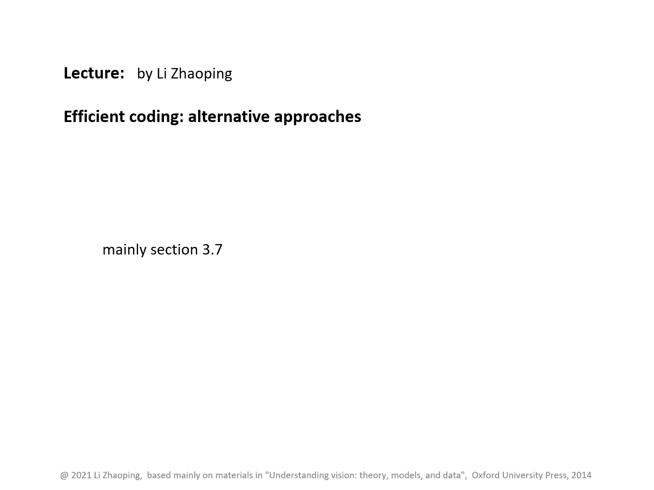Efficient coding, alternative approaches. Let's recall that we have formulated the efficient coding principle as to find an optimal transform K that transforms the input signal S to an output O, and this optimal K should be such that it minimizes this objective function, namely to minimize a neural cost of the coding while maximizing the information extracted by the output O about input S.